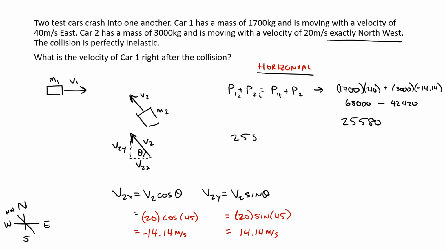2, 5, 5, 8, 0 is equal to, this is going to be a perfectly inelastic collision, so they're going to be stuck together and moving with their own new third velocity. So we're going to see something like this, m1 plus m2. If I had more space, I would elaborate a little bit more. This is something that we saw last time, right here.